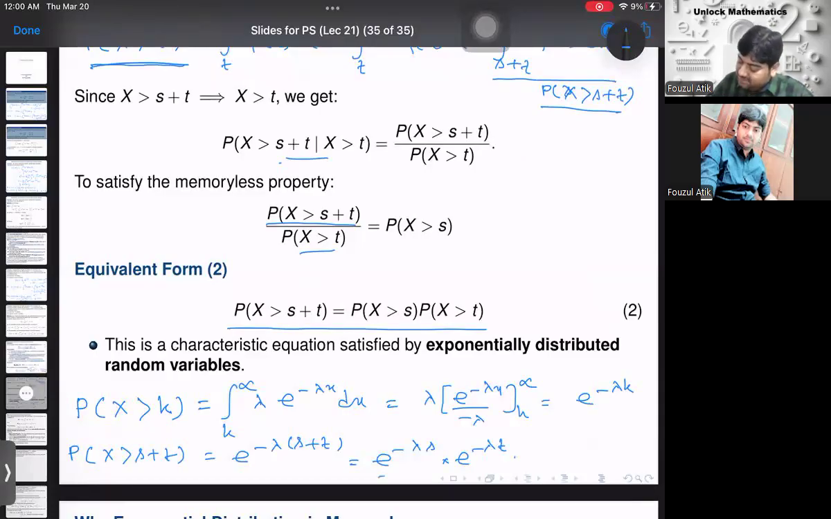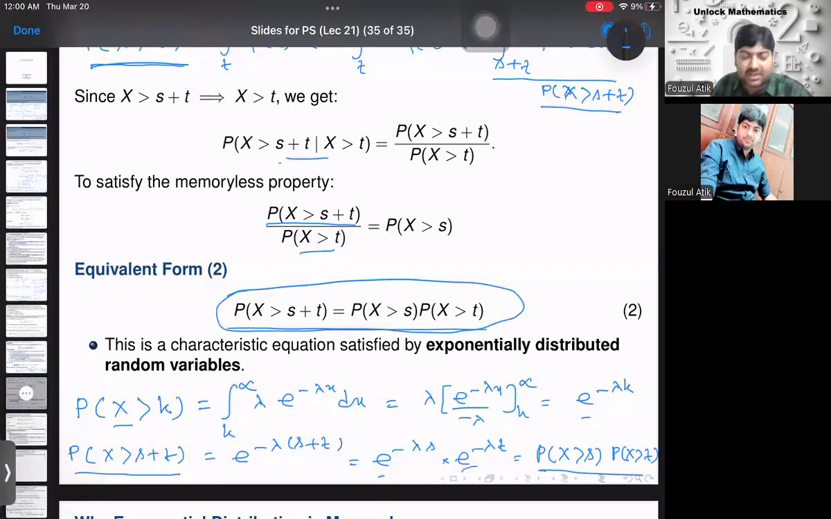E to the power minus lambda s is? It is P of x greater than s. This is what? P of x greater than t. According to this rule, we got P of x greater than s plus t is actually equal to P of x greater than s into P of x greater than t. What is that? It is the memoryless property's equivalent form. So therefore, if I have an exponentially distributed random variable, it follows the memoryless property.